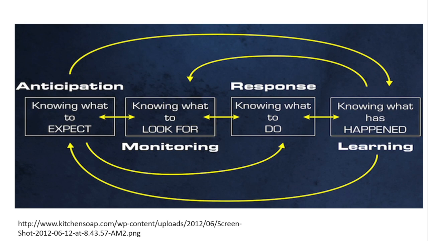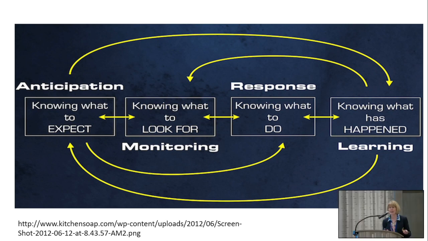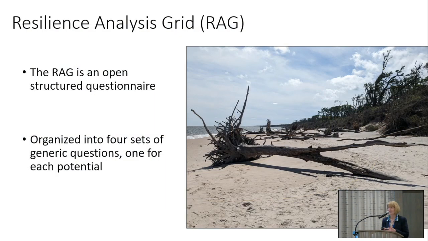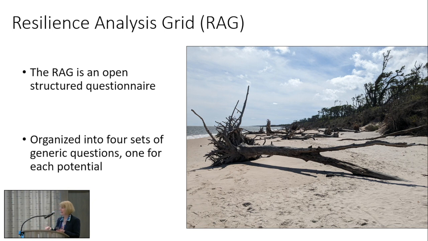So, you know, we heard this morning about the resilience potentials, right? And those really form the basis of the resilience analysis grid. So this, hopefully everybody remembers: anticipation, monitoring, responding, and learning. So the resilience analysis grid is actually an open-ended structured questionnaire. It's organized into 4 sets of questions, so it's a total of 64 questions in the original form. And the idea is that there are certain facets related to each potential, and that these form the basis of the resilience analysis grid.